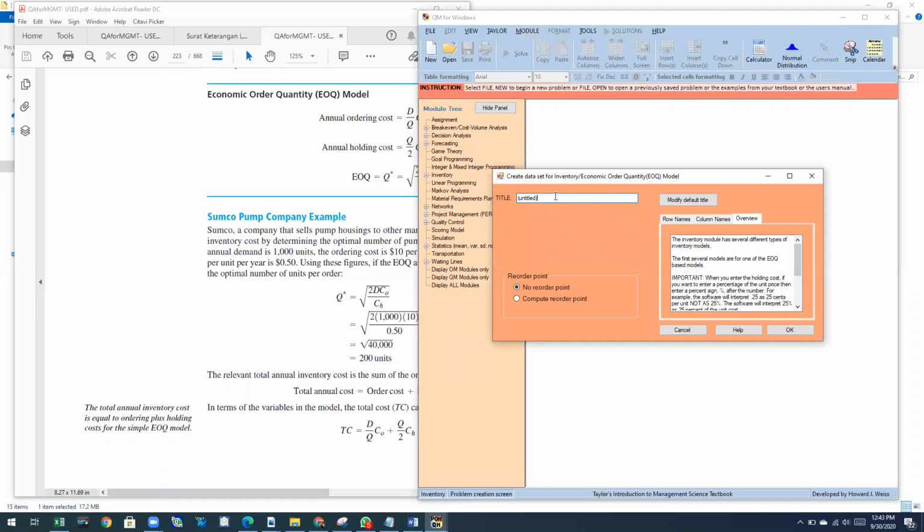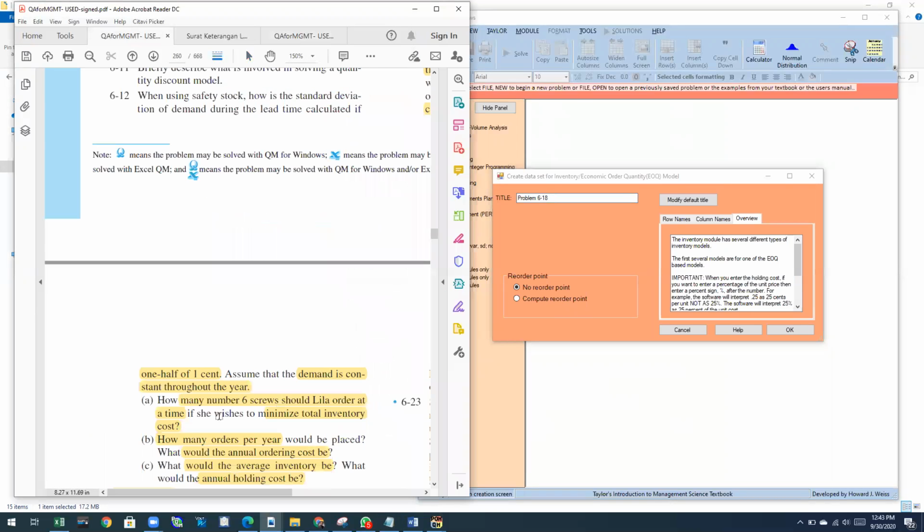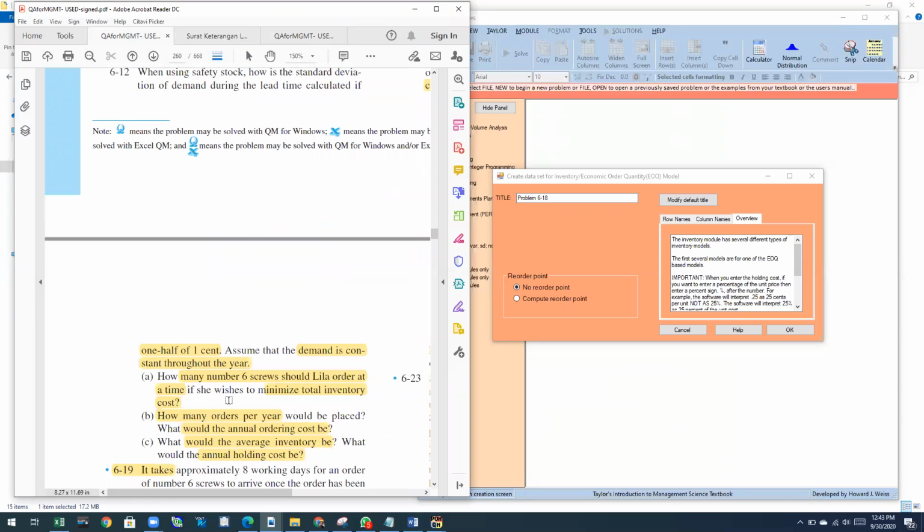When you click EOQ model, you can name the problem. For example, here we can call it problem 618, if you like. And it asks here, do you want to compute reorder point? Maybe you can; it depends on whether the problem asks for reorder point. Here it asks: what is the size of order, that's the EOQ, how many orders per year, what would be the annual ordering cost, and what would be the annual holding cost. So there's no question about reorder point.